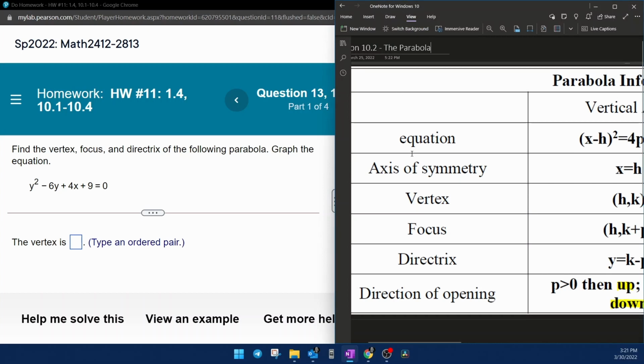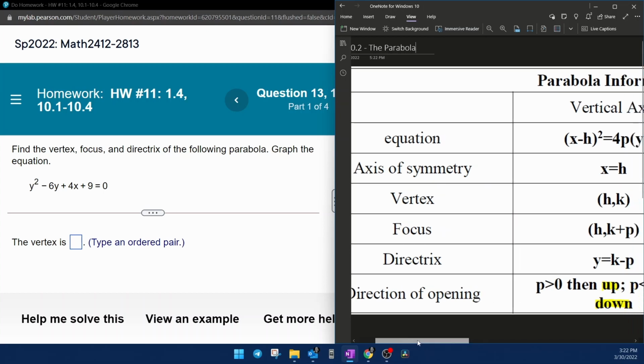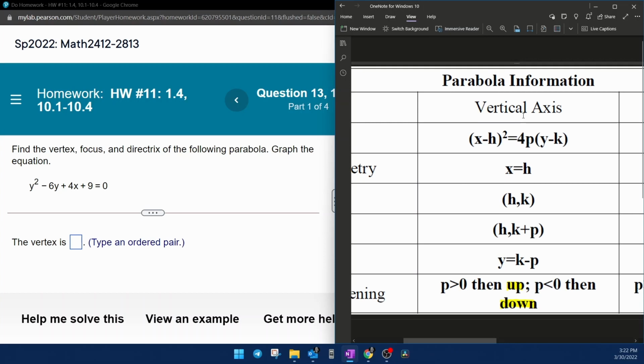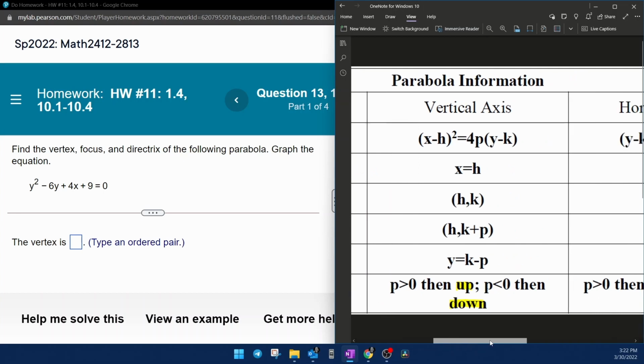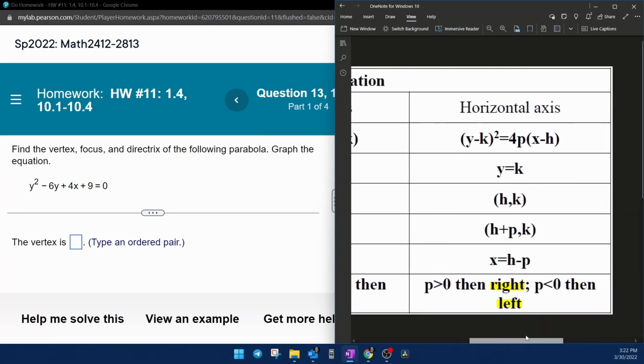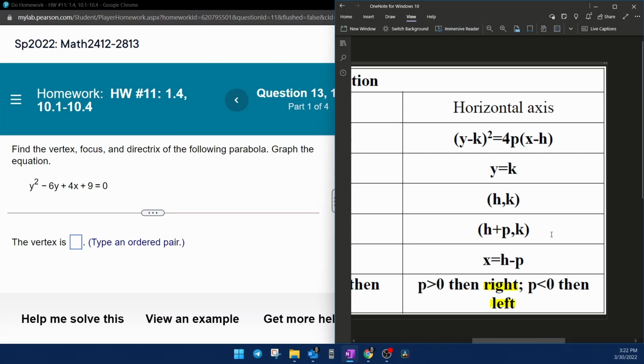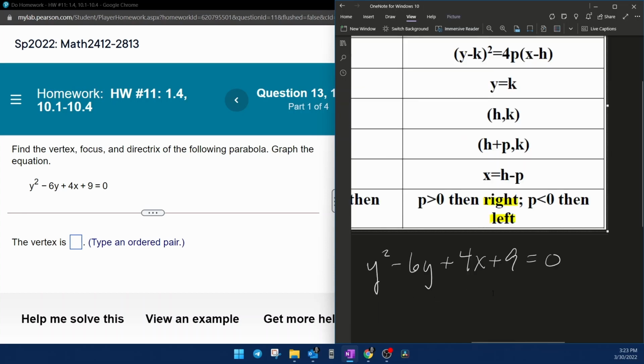So the first thing I want to do over here in my window is determine whether this is going to have a vertical or horizontal axis of symmetry. And the way we can determine that is by which variable is squared. If we scroll over a bit, you're going to see that the vertical axis of symmetry has the x squared, and we actually have an equation that has y squared. So all of these formulas here for the horizontal axis of symmetry are going to apply in this example. So I've copied my equation down here in my scratchwork window.